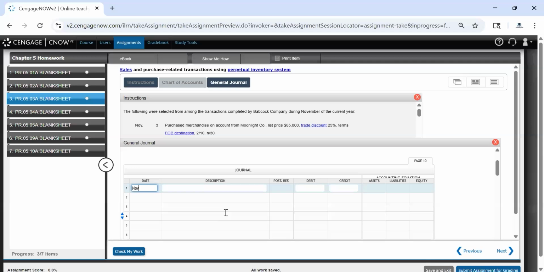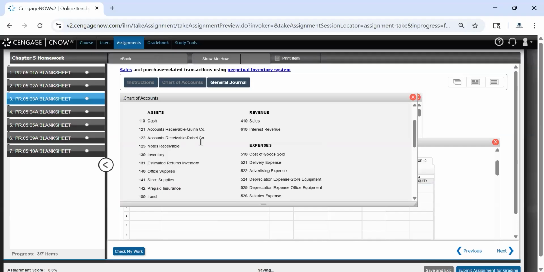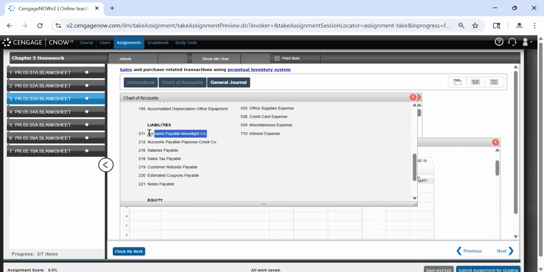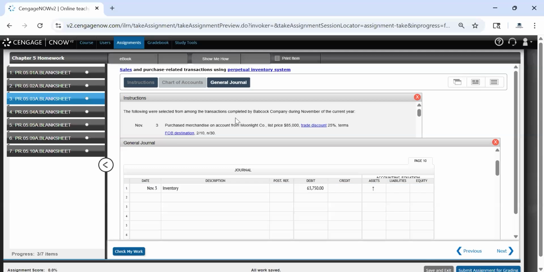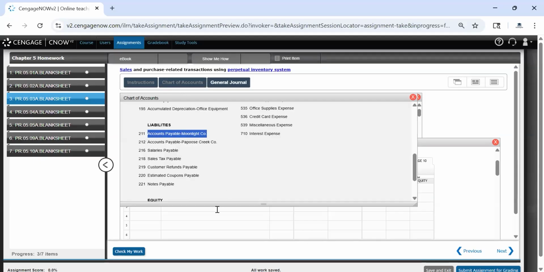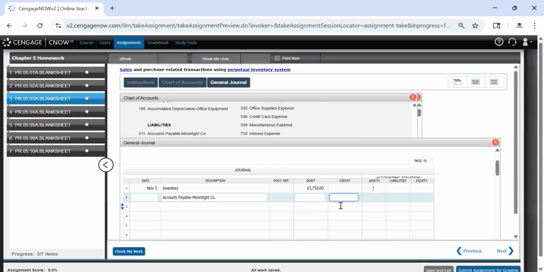Our journal entry is November 3rd. I'm going to debit inventory. 75% of 85,000 is $63,750. And if we look at our chart of accounts here, we have accounts payable for Moonlight Company. And that is who we purchased this inventory from, and we have to make sure to attribute our accounts payable to the right vendor so that we can keep track of who owes us what.